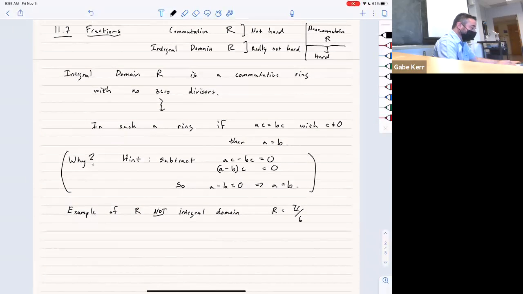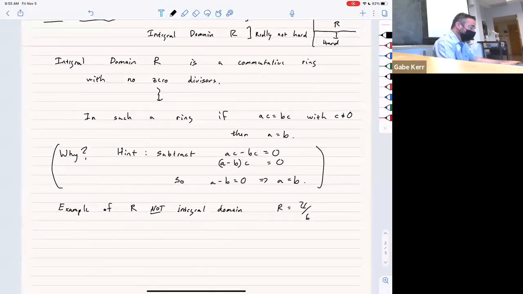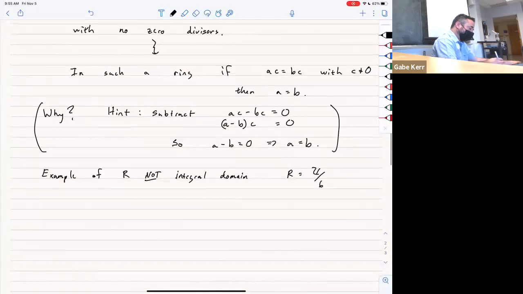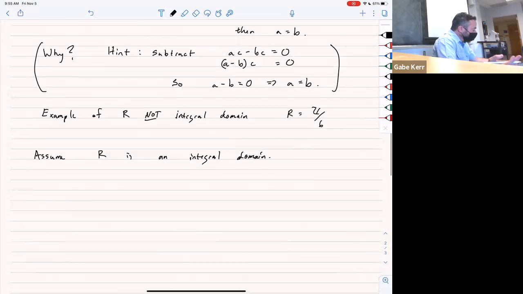Anyway, there are plenty of integral domains out there to play with. So let's play with one. What can we do with an integral domain? So assume R is an integral domain. Well, we want fractions. So we do what we learned in elementary school. We just make them.